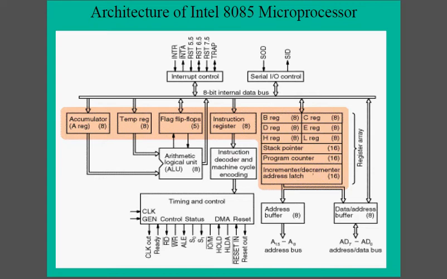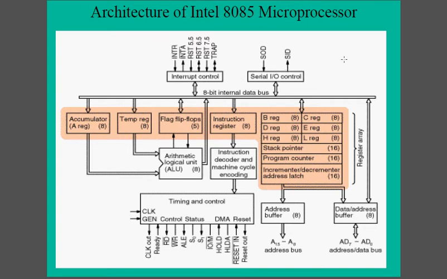And also here is the address buffer, which buffers whatever address the processor is referring to. And this is the data address buffer from AD7 to AD0. And here is the control signal. So for example, when the instruction is fetched, we remember the three steps: the first one is fetch, then decode, and then execute.